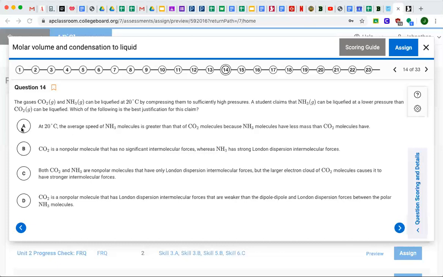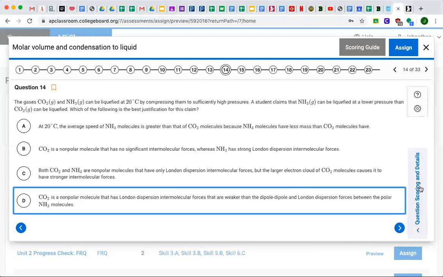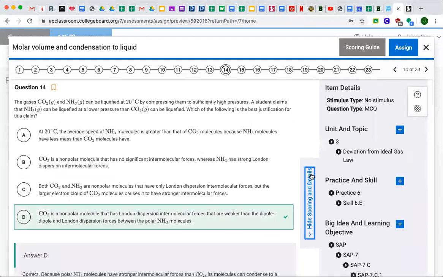I actually got a different answer than A, Caton. So, Symphony, what did you get for your answer? For this one, I got A too. A too? Okay. So, the answer for this one, guys, is actually D. Okay. So, D is the correct answer here.